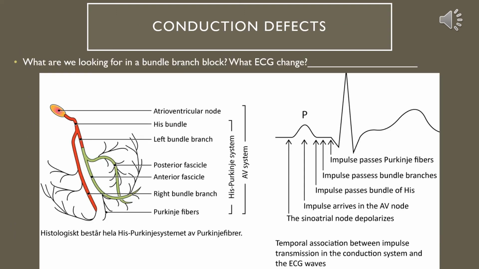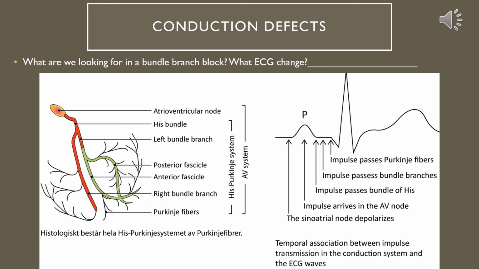Over the next 4 slides, we're going to go over conduction defects. This is your intraventricular conduction problems, such as your AV block, whether it's right bundle branch, left bundle branch, or a hemibundle branch. So first we need to quickly go over what's normal anatomy. Over here on the picture, it shows the AV system, how this breaks off from the AV node to the bundle of His before branching off to the left and the right bundle branches.